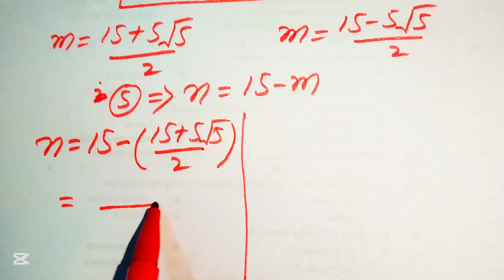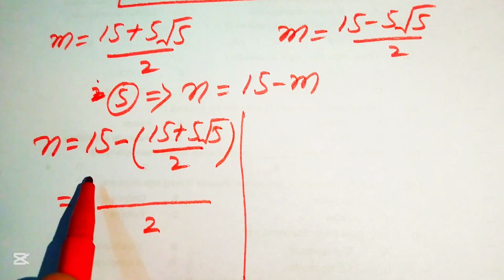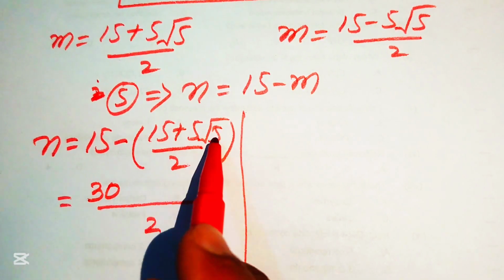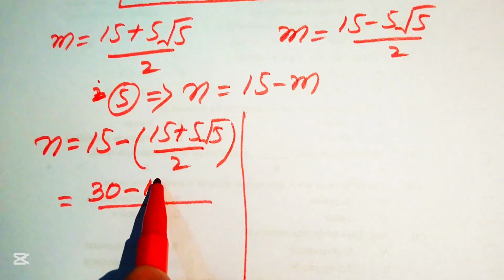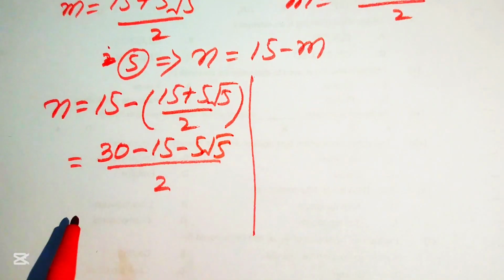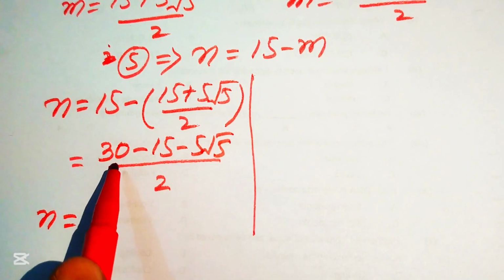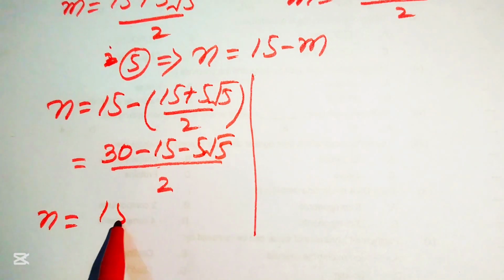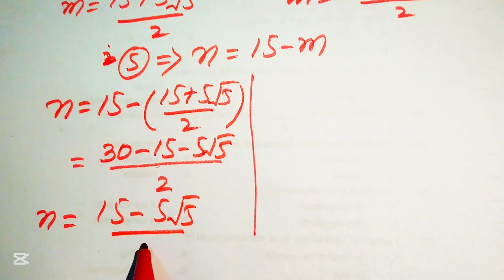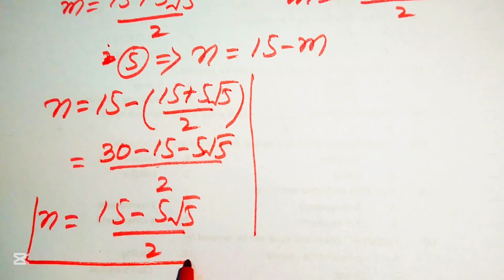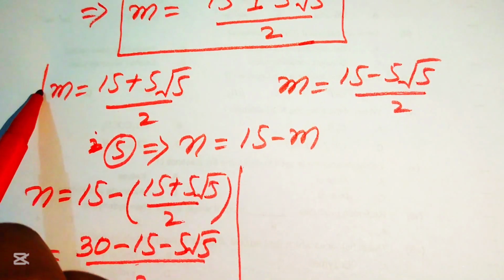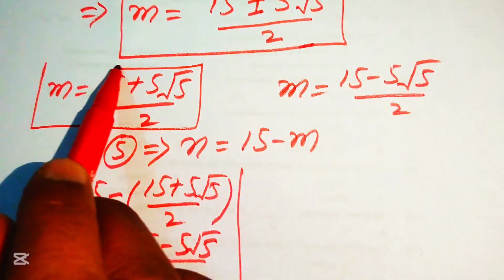Here we take the LCM of this term, and its LCM is 2. So 2 times 15 is 30, and here we multiply this minus sign on both of these terms. It becomes minus 15 minus 5 times square root of 5. So here we obtain n equals 30 minus 15, which is 15 minus 5 into square root of 5, divided by 2. This is the value of n corresponding to this value of m.